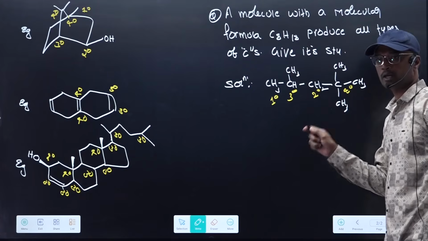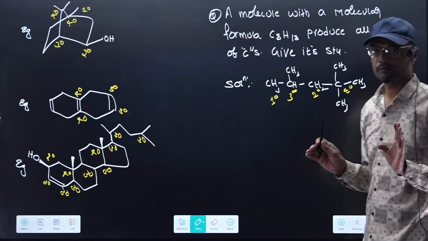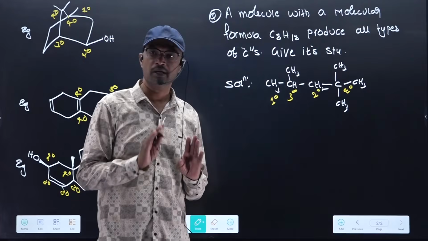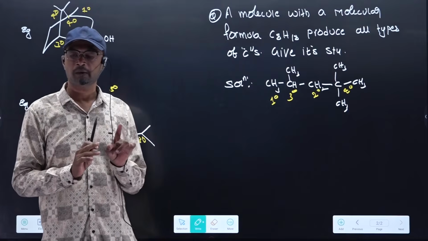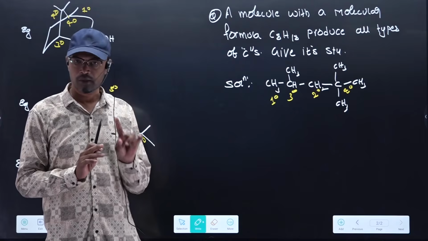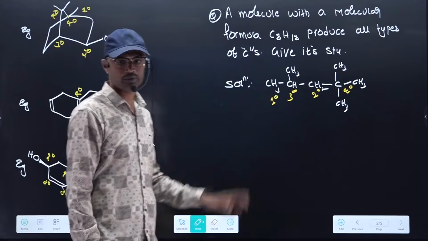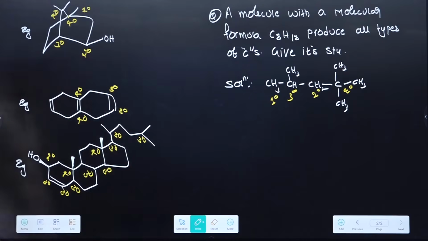In this, primary, secondary, tertiary, quaternary, all carbons are present. So one may be heavier, the other may be less. That is not going to be considered. Simply consider minimum 1 primary, 1 secondary, 1 tertiary, 1 quaternary. Minimum 1 each. All are there or not? Yes. Isooctane. The molecule name is isooctane.